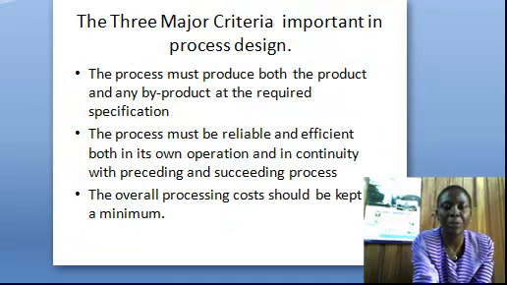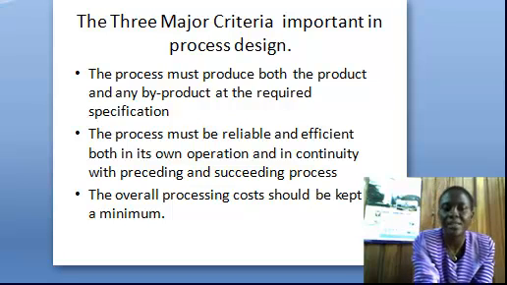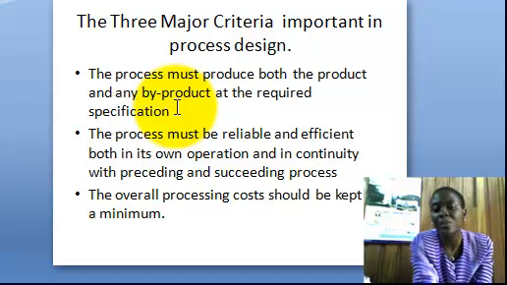There are about 3 major important criteria that are supposed to be considered when you are talking about process design. The first one is that the process must produce both the product and any byproduct at the required specification. In this wise, when talking about byproducts, it does not necessarily mean something useful. It can actually be a waste product as well. But all of these must be produced at required specification.